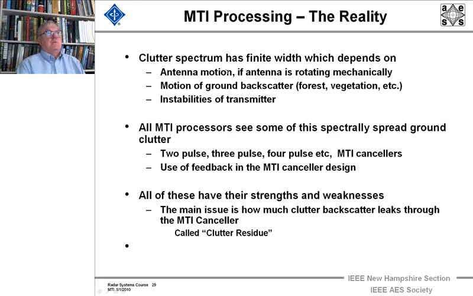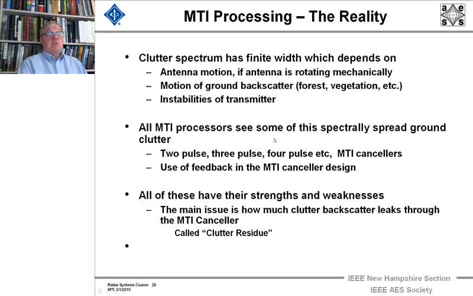Now, the clutter spectrum, what's the reality? The clutter spectrum has a finite width, which I told you, which depends on the antenna motion if the antenna rotates. For a phased array radar, there wouldn't be this clutter spectrum because phased array radars move so quickly. They'll move in microseconds, send out a burst of pulses. Move in microseconds, burst of pulses. So you won't have that antenna motion. The motion of the ground backscatter, forested vegetation, which will, the forest in the wind will give you some spread, and also instabilities in the transmitter will contribute to the clutter spectrum having a finite width.